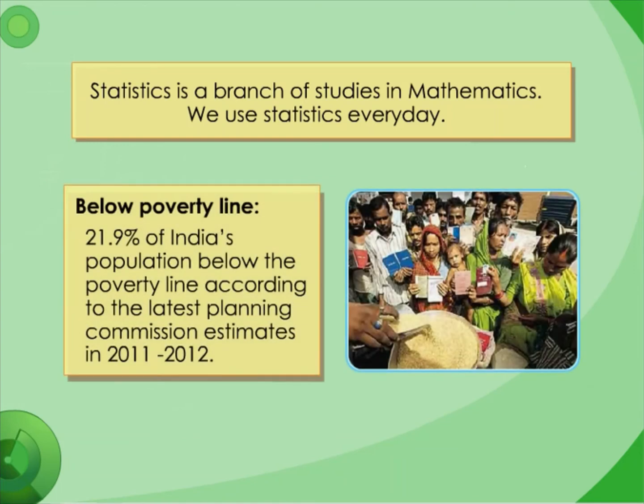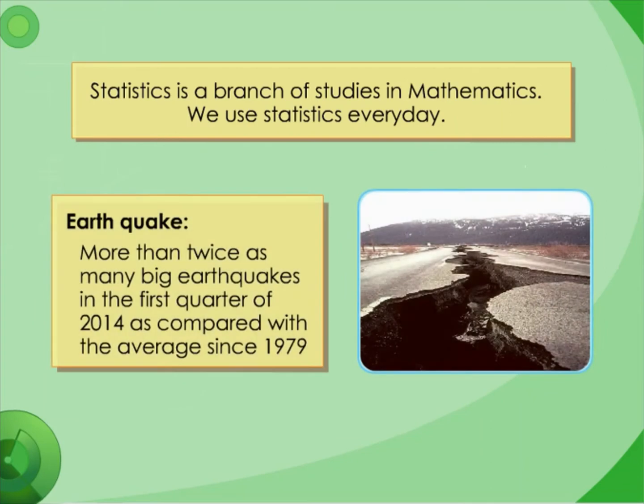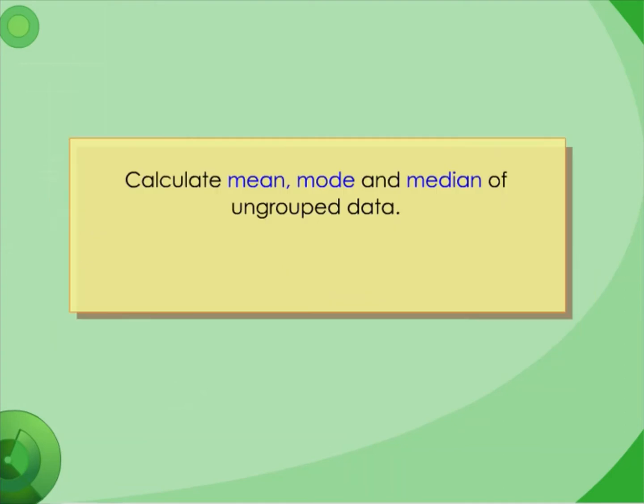Below poverty line. 21.9% of India's population below the poverty line, according to the Planning Commission estimates in 2011 to 2012. Earthquake. More than twice as many big earthquakes in the first quarter of 2014 as compared with the average since 1979. In this lesson, we are going to learn about mean, mode, and median of ungrouped data and their most useful measures in statistics.